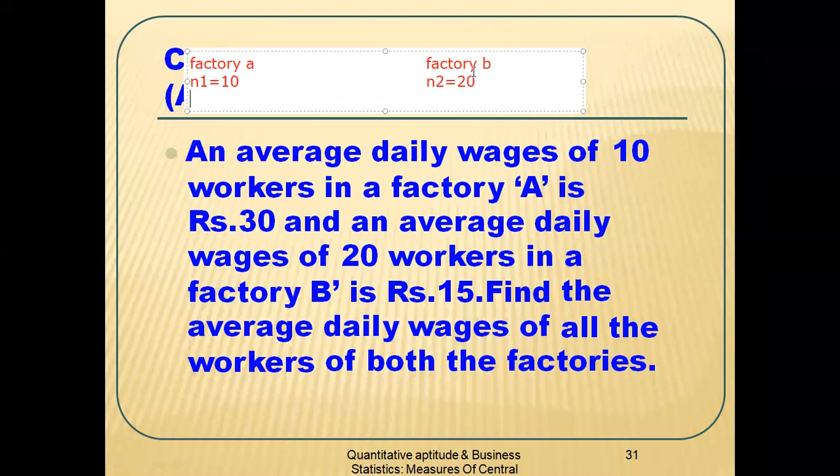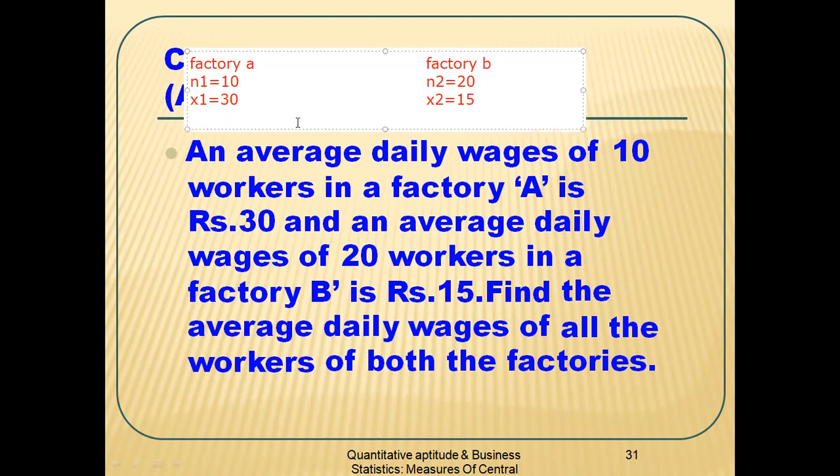Now the next thing is the average of the first data, that is the average wage. What is the average wage? When you read the question, the average daily wage is 30 for factory A. Similarly, for factory B, what is the average wage? The average wage here is 15. Is it clear? Yes. Now I need to calculate the combined arithmetic mean.